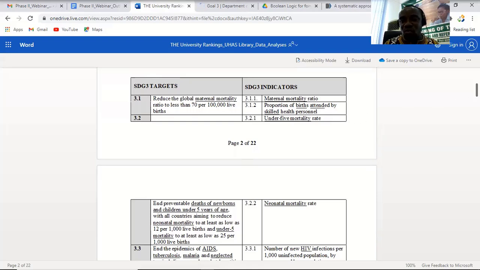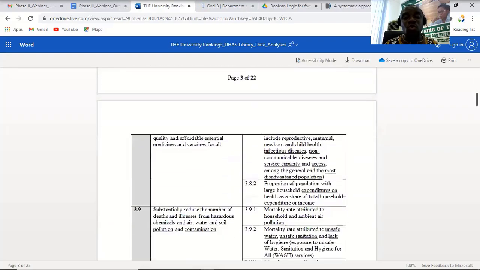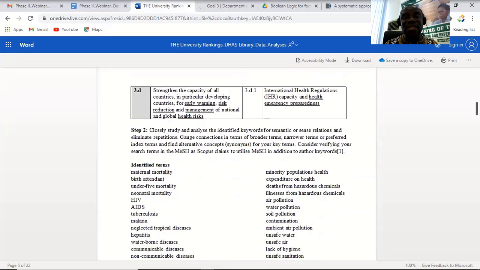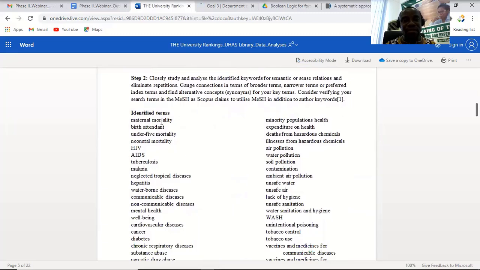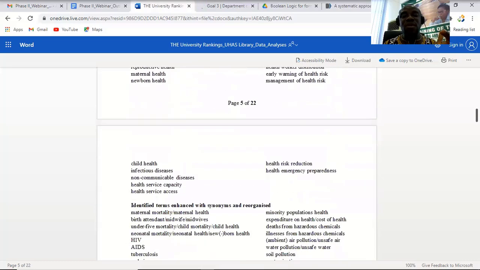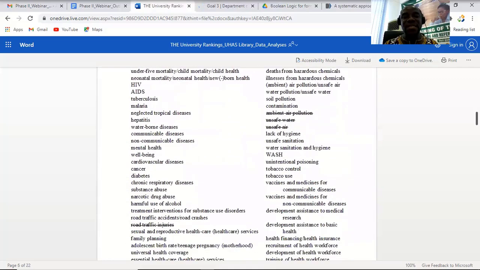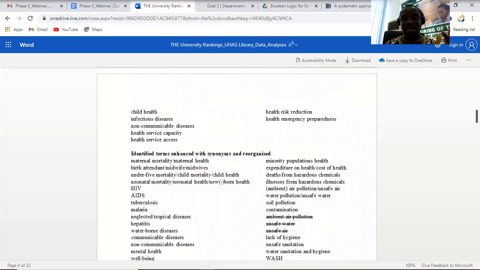Now, I will not want to bother taking you through every single one of these because there are so many. You can see this tall table that I created with the various targets and indicators. Then after that, I decided to capture the terms. So maternal mortality is an identified term, birth attendant, under 5 mortality, neonatal mortality, HIV, AIDS. So as you can see, these are all terminologies that we found after going down the entire SDG. This is just SDG 3, all right?